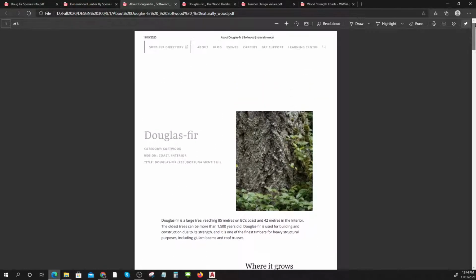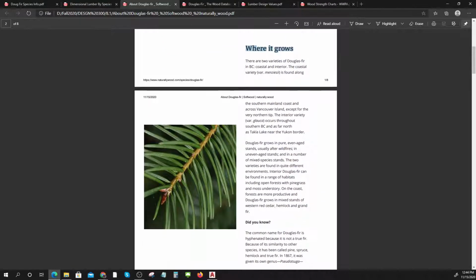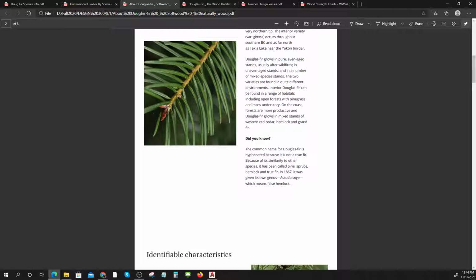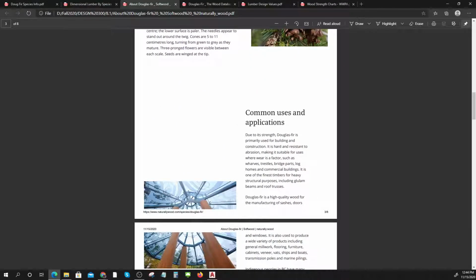Here's another general species one about Doug fir, where it grows. There it is. 2 types, British Columbia, coastal and interior. So that's of interest. Hyphenated, not a true fir. Identifiable, yeah. Oh, common applications. Here, look at this. Why it's used. Strength, primarily used building and construction. Hard, resistant to abrasion. Resistant to wear.